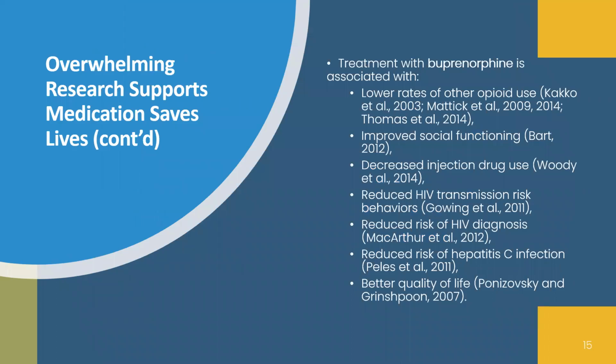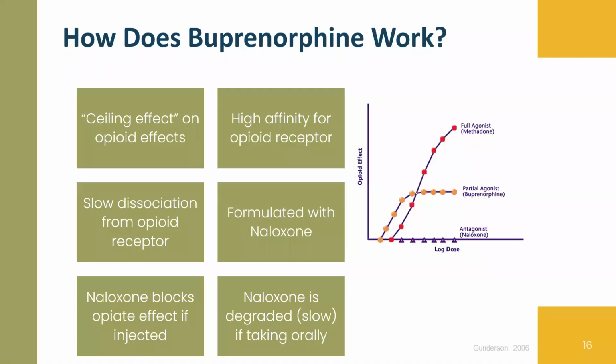Furthermore, Suboxone is associated with improved social functioning, decreased IV drug use, reduced HIV transmission, HIV diagnosis, and better quality of life. In terms of how Suboxone works, as you know, there is a ceiling effect, so the patient cannot get high. There is also the naloxone present that blocks the opiate effect if injected.